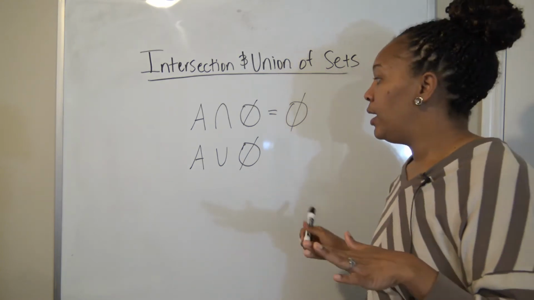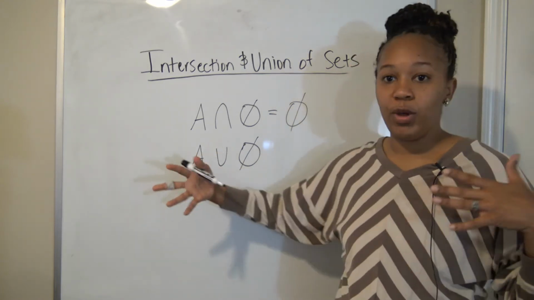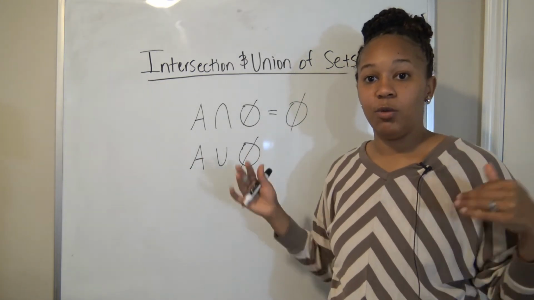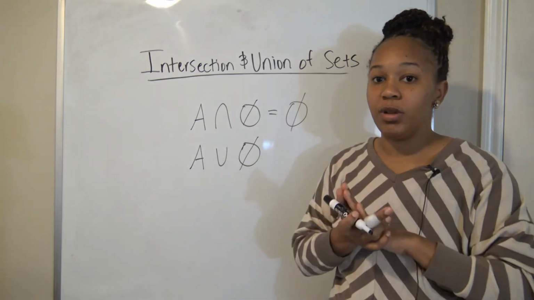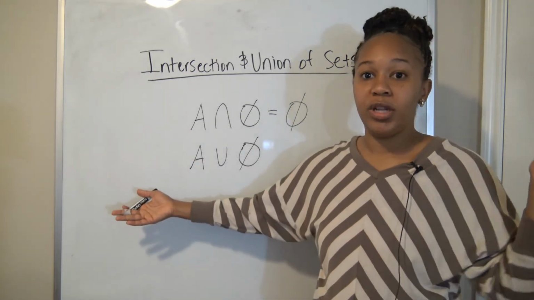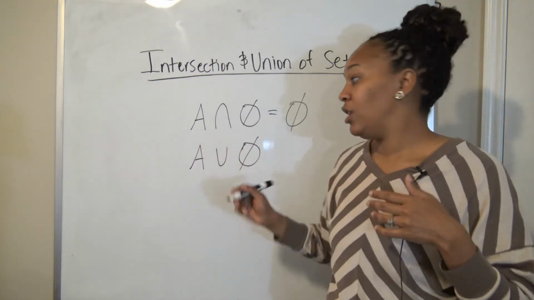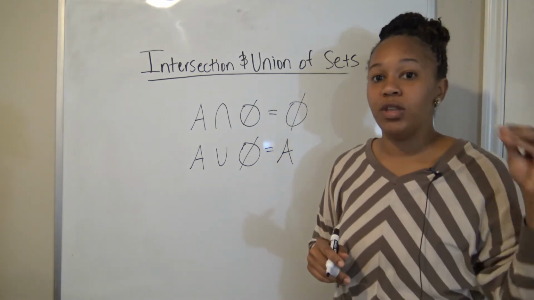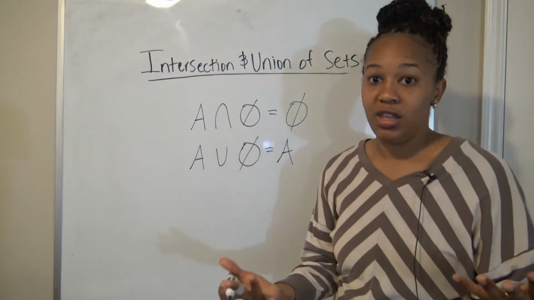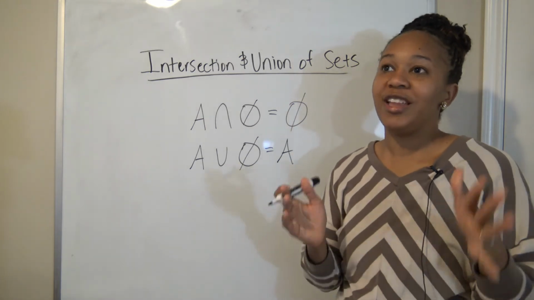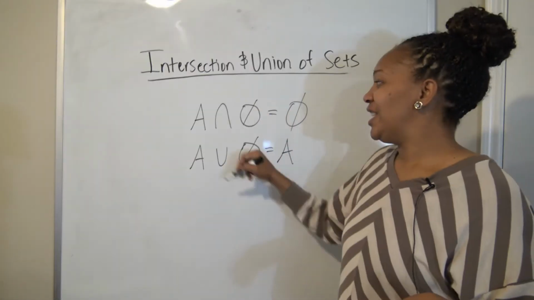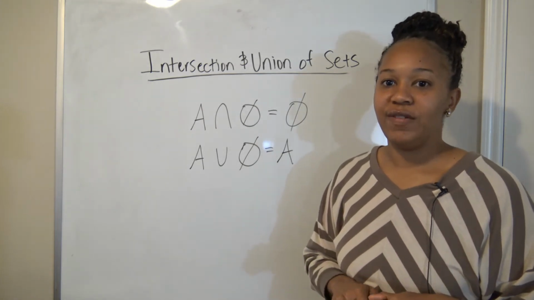Okay. All right. Now, what about union? So now think about this. You've got a set that could have whatever in it, and you want to union it with the empty set, which is a set with nothing in it. Remember, union means you take everything from both sets and you put them together. Well, if you take everything that's in A and you put it together with this set that has nothing in it, then you're going to end up with just the elements from A. So anytime you union the empty set with another set, you'll always get the set that you're unioning it with. That was hard to say. Unioning it with. Okay. All right. So this is anytime you have the intersection or union of the empty set.